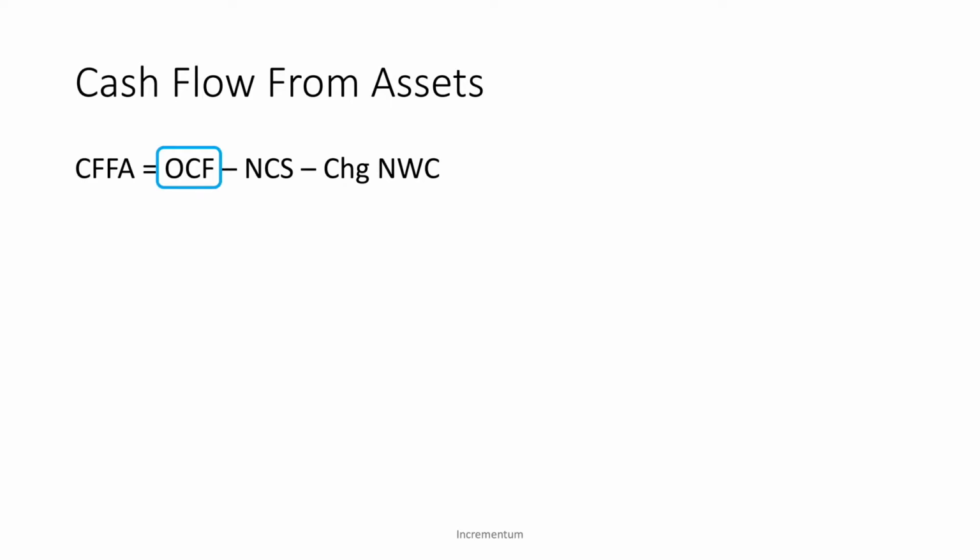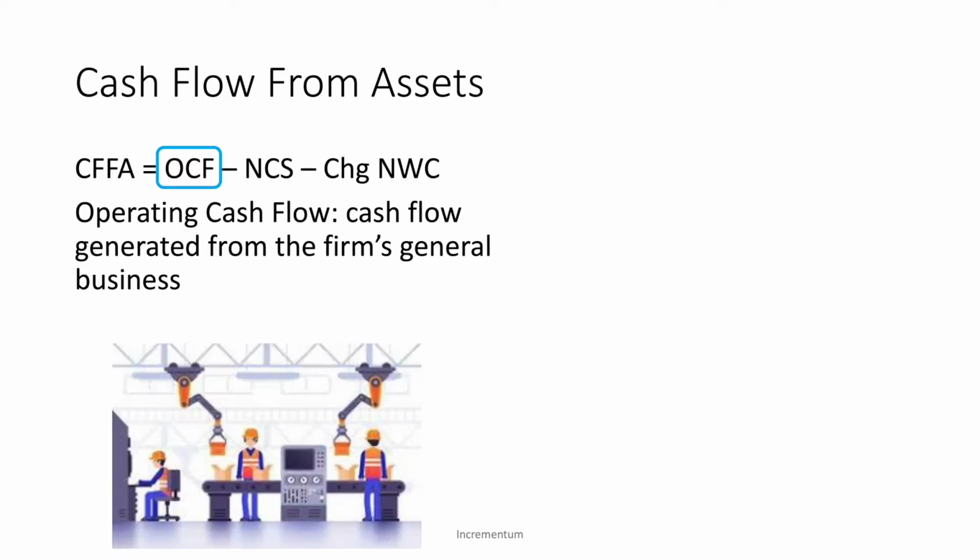We're going to start by calculating operating cash flow and figuring out what the components on financial statements are that we need in order to calculate it. Operating cash flow is the cash flow that comes from our firm's general business operations. So what is our firm's main business? And how much cash flow are we generating from that? We calculate it as EBIT plus depreciation minus taxes, or earnings before interest and taxes plus depreciation minus taxes. All three of those components are on the firm's income statement.